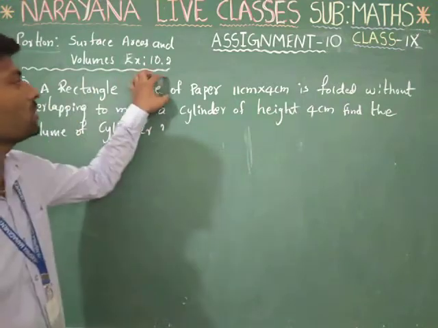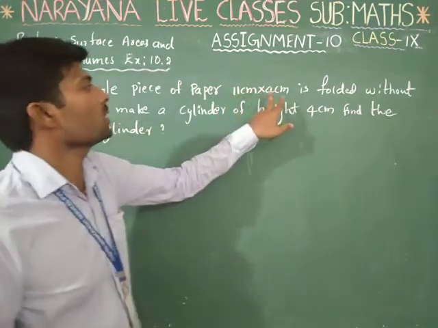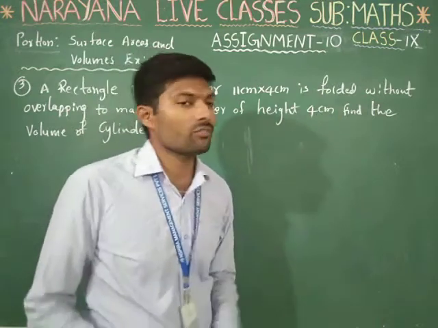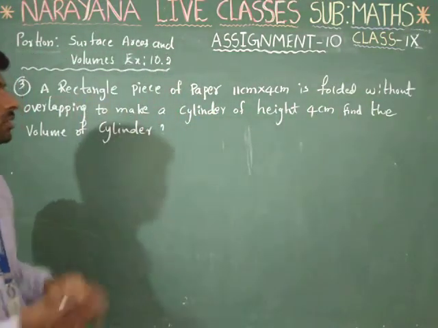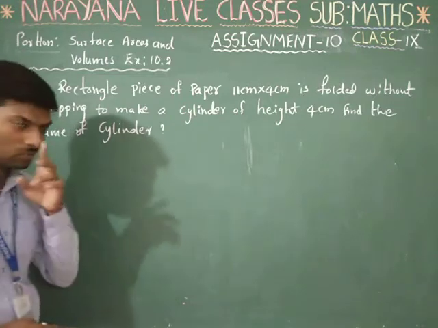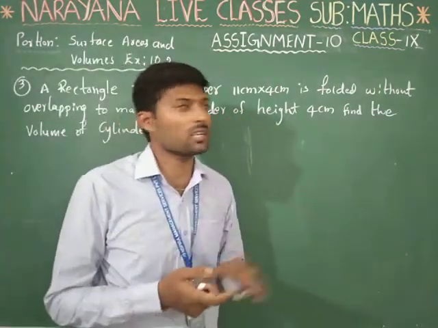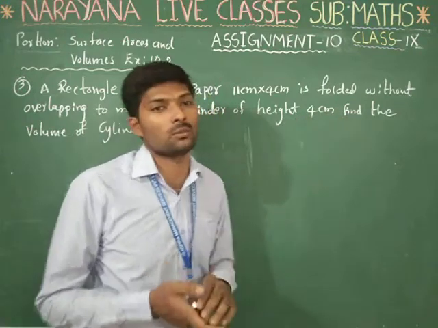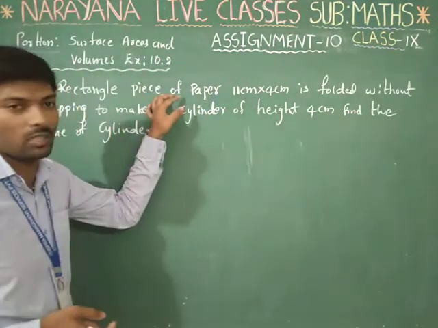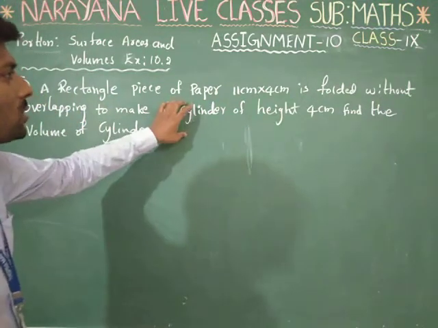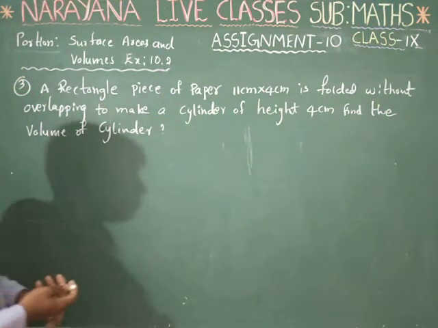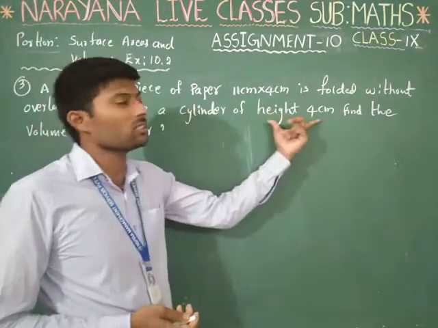A rectangular piece of paper 11 centimeters into 4 centimeters is folded without overlapping to make a cylinder of height 4 centimeter. Find the volume of the cylinder. So he has given the height of the cylinder, it should be 4 centimeter. And the dimensions of the rectangular paper are 11 centimeters into 4 centimeters. In this case, without folding we need to prepare a cylinder with a height 4 centimeter.